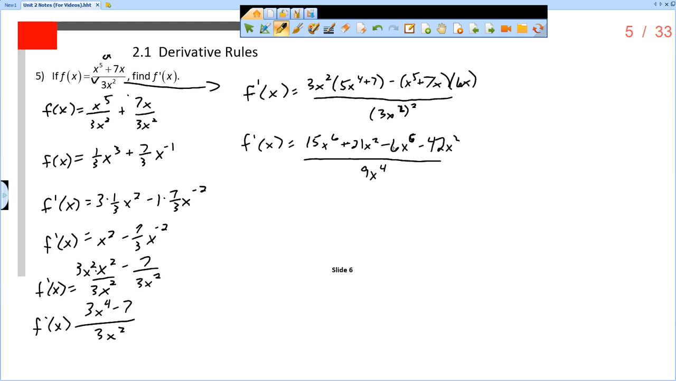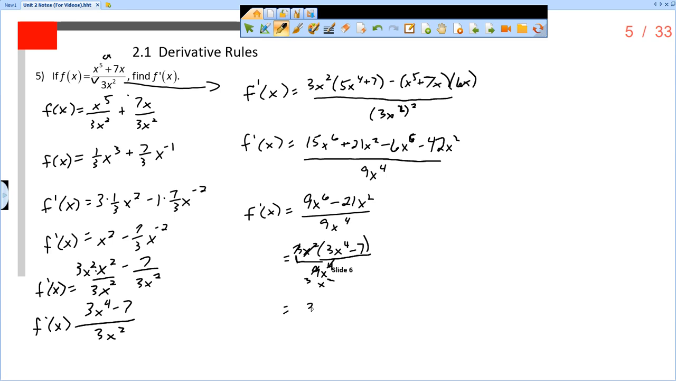All right, so 15x to the sixth minus 6x to the sixth gives me 9x to the sixth. And then I have 21x squared minus 42x squared, so minus 21x squared, all over 9x to the fourth. And so lastly, I can simplify a little bit further. I can factor out a 3x squared in the numerator, so I'm left with 3x to the fourth minus 7. Not minus 21, minus 7. And then divided by 9x to the fourth, I can reduce here. So a 9 and a 3 gives me a 3, and an x squared and x to the fourth gives me an x squared.